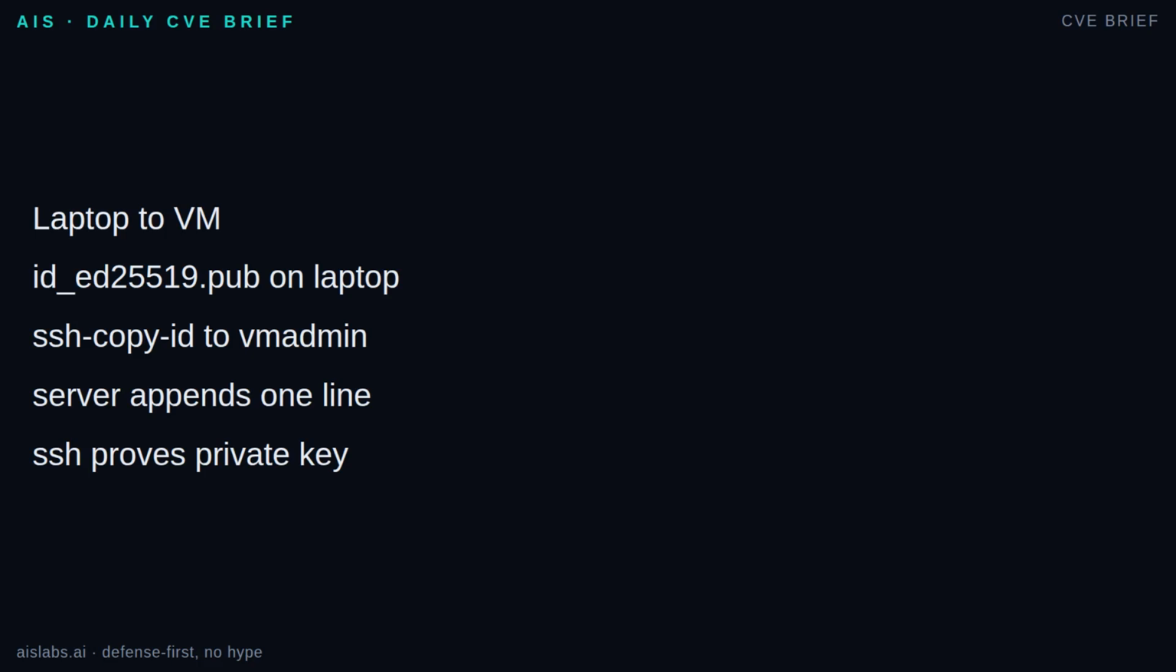Now open a new terminal and SSH to the same account. If the client offers the matching private key, the server finds the public key line and asks for proof. The private key signs the challenge locally, SSHD verifies it, and the shell opens without a password prompt.